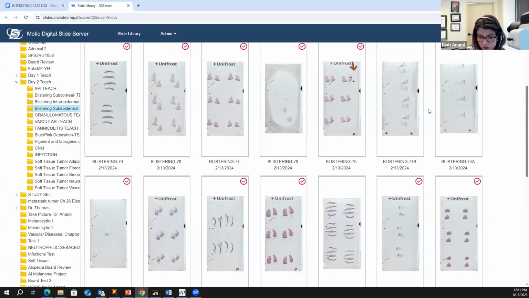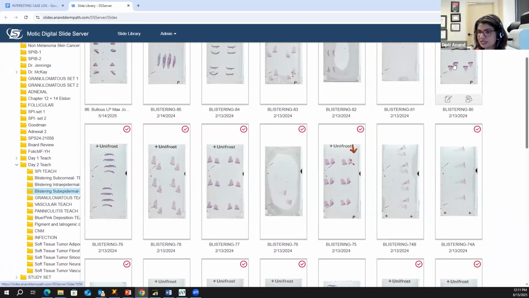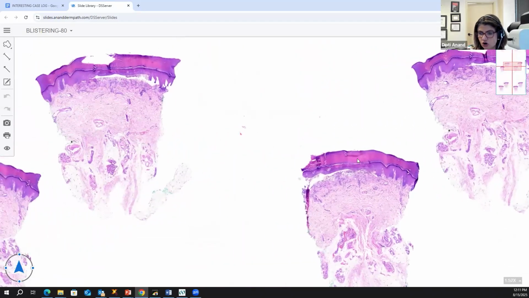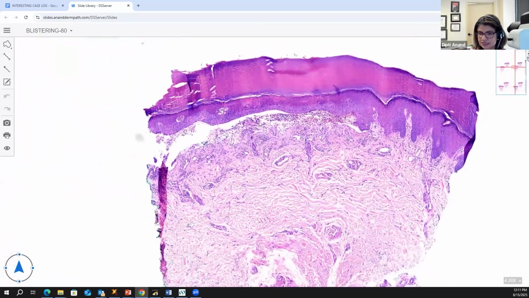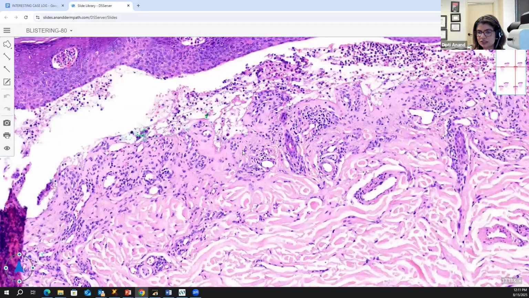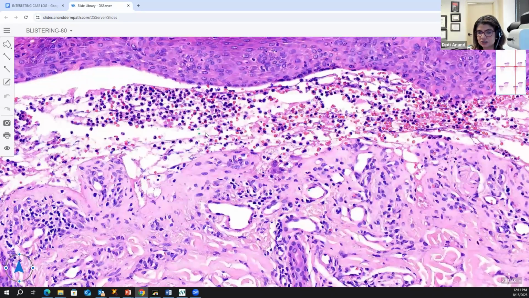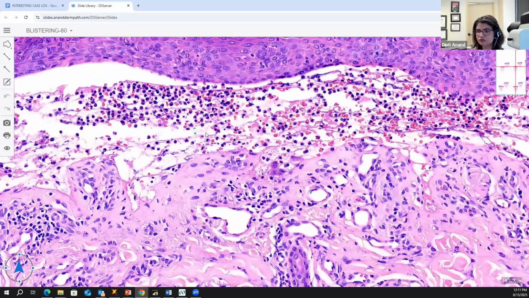The next one is going to be linear IgA disease and bullous lupus. These entities are indistinguishable based upon just your histology. It's often a linear split. It's a subepidermal split with the blister cavity, which again contains this pink fluid, which is similar to what you saw in BP. But the infiltrate is different. The infiltrate is predominantly neutrophilic.